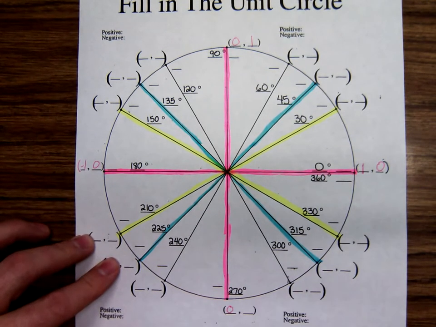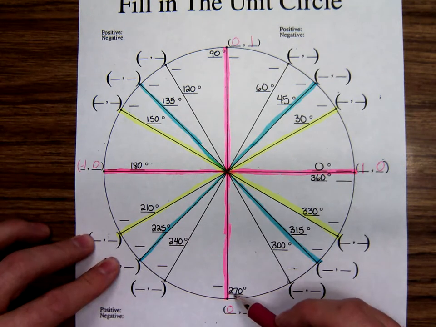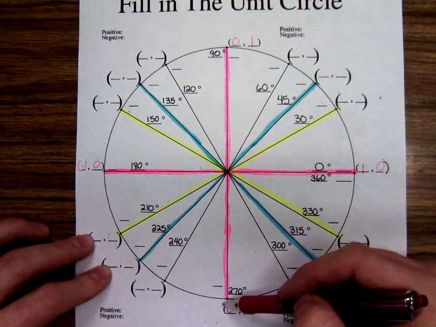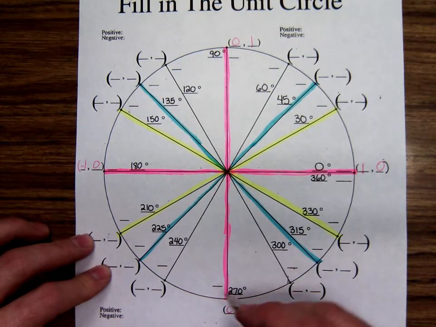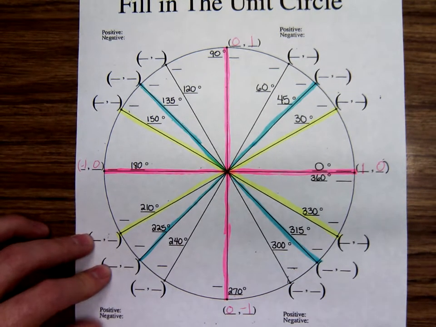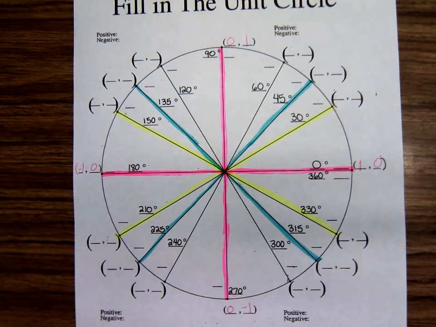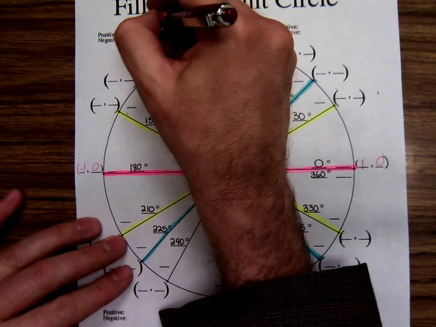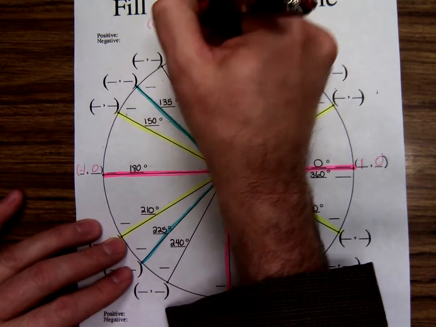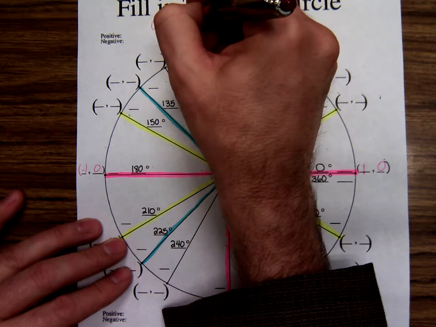Just sort of recapping what we did on the last class period. Here at 270 degrees, remember the radius of the circle is 1, so this point here would be over 0, down 1. The significant thing about these points of intersection is those points of intersection are in the form cosine theta, comma, sine theta.